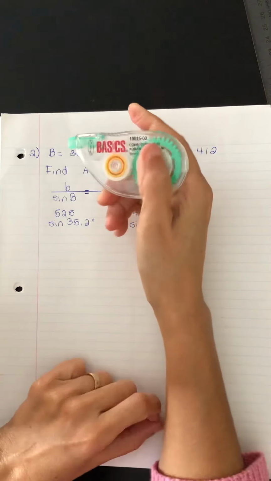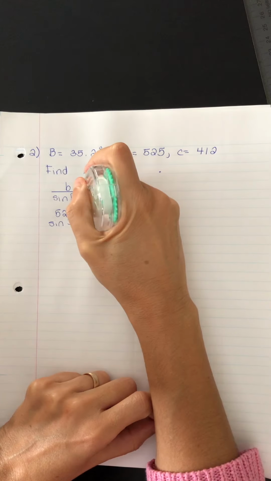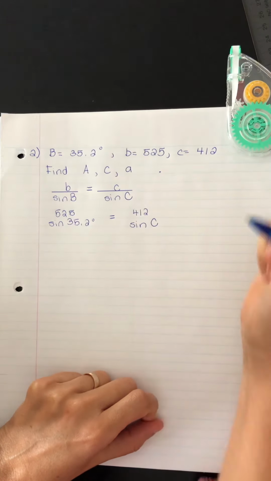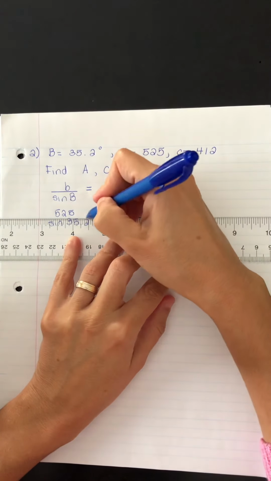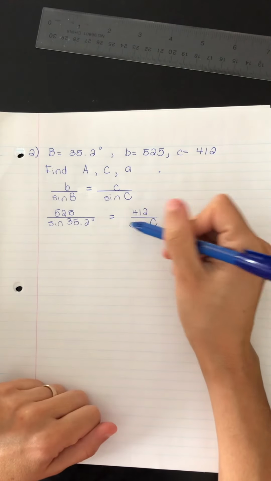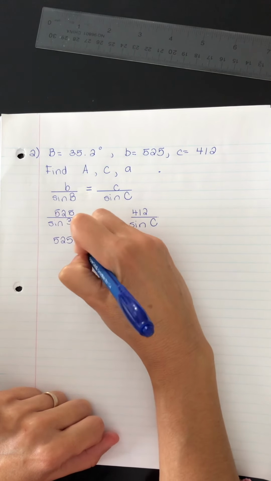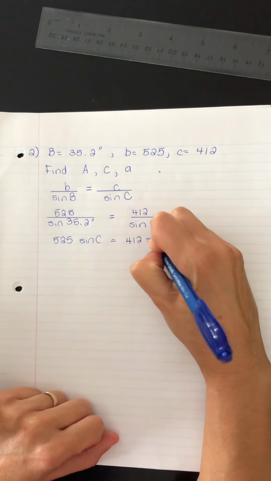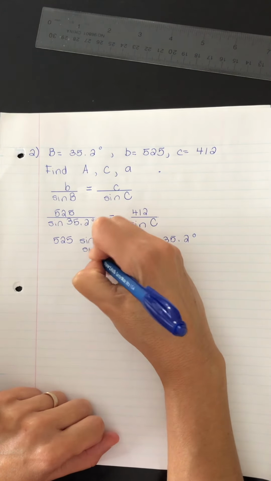Okay, this is bothering me a bit that I made that go all the way through. Let me just fix it. All right. So from here, we're gonna isolate the sine of angle C. So cross multiplying. And then dividing.